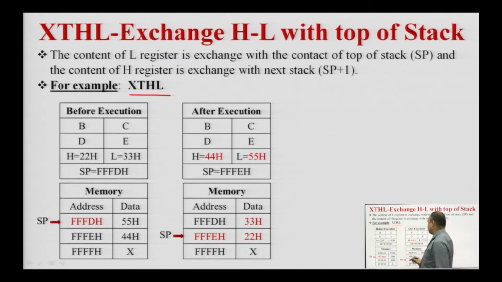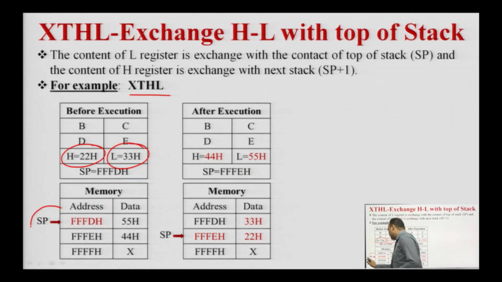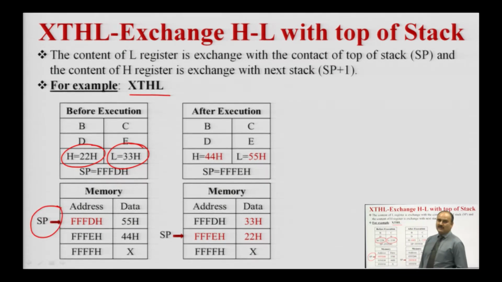See here, before the execution of this instruction, H is equal to 22H, L is equal to 33H, and the content of SP is equal to FFFDH, meaning the stack pointer points to the memory location having address FFFDH. At this memory location the data is 55H, and at the next memory location, address FFFEH, the data is 44H. So, whenever the microprocessor executes this instruction, it will exchange the values of the H and L registers with the top of the stack, that is, the contents of FFFDH and FFFEH.